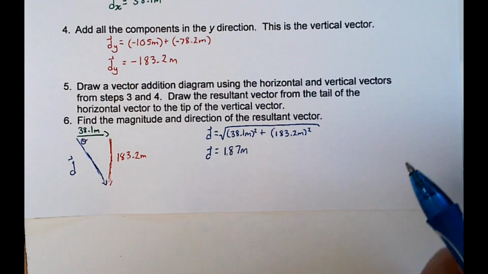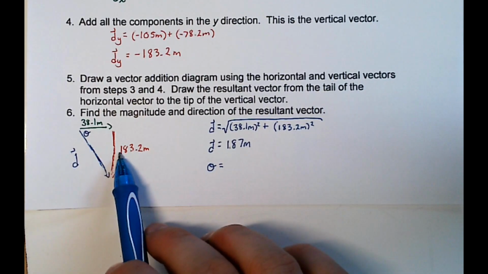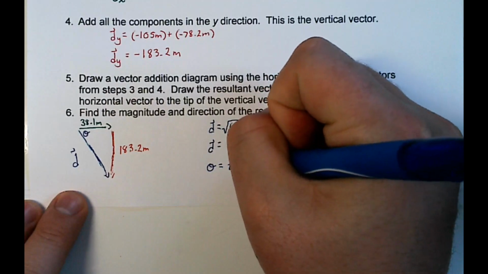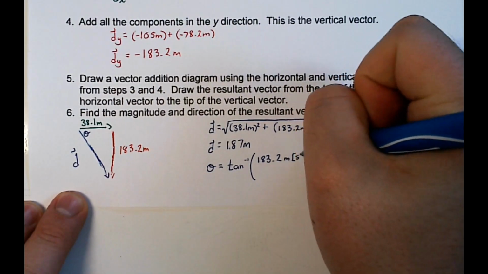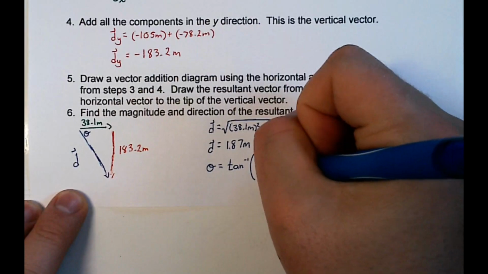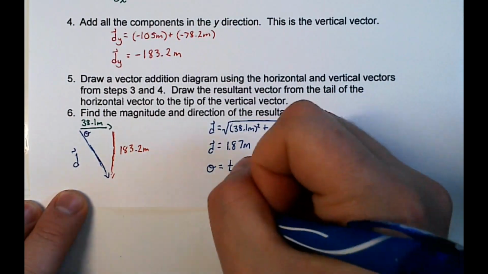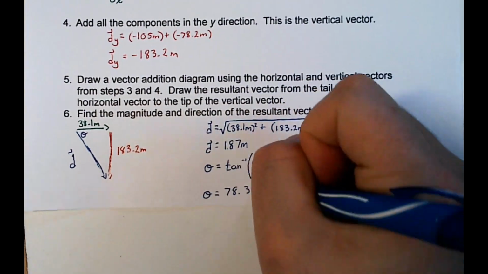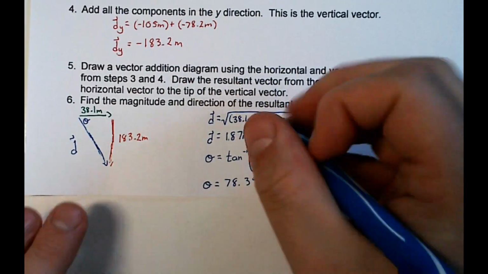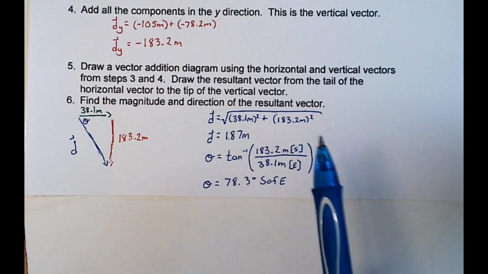Again, we need to find what angle we are traveling at. So to do that, we are given the opposite and the adjacent, which means we're going to use tangent. So the inverse tan is equal to the opposite, 183.2 meters south, divided by the adjacent, 38.1 meters east. That will give us a final direction of 78.3 degrees south of east. So our total displacement is going to be 187 meters at 78.3 degrees south of east.